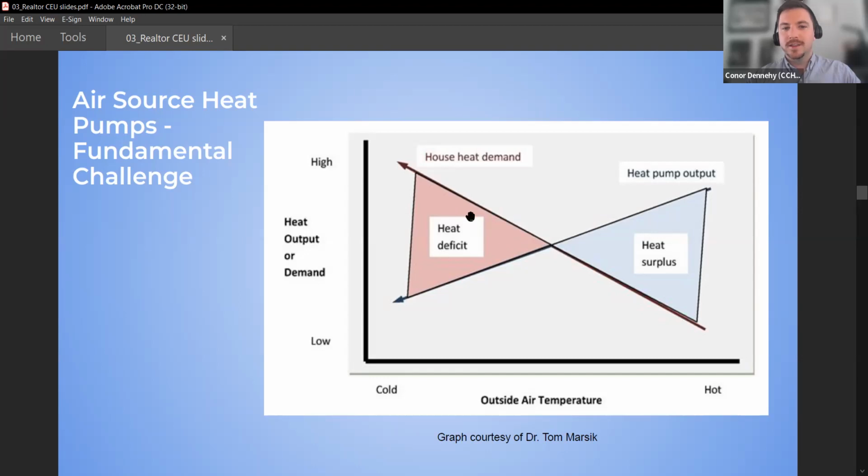So we've got this heat deficit over here. You may find yourself, if you only have an air source heat pump with no backup heat near a cold location, you're going to have a heat deficit. And a lot of people are like, well, let me just put a bigger unit in there, that'll solve all my problems. And that's partially true.